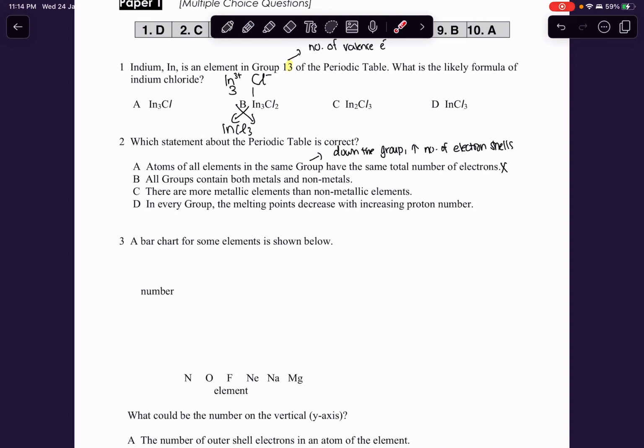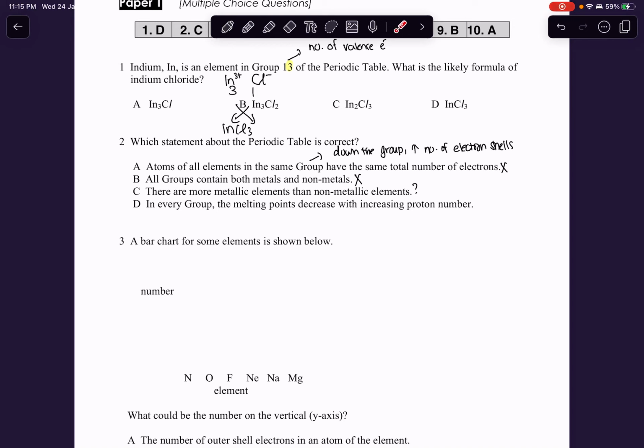Next, all groups contain both metals and non-metals. It is not true, because group 1 is your alkali metals. That's just one example, as well as group 18, your noble gases, which are all non-metals. C, there are more metallic elements than non-metallic elements. Maybe you can put a question mark first because you're not very sure.